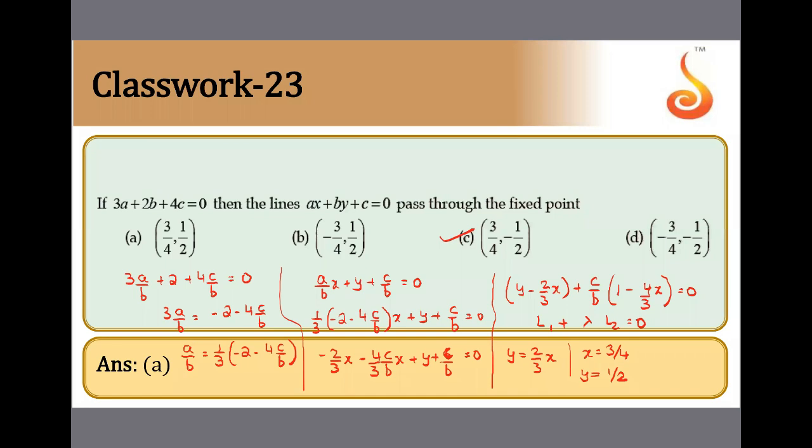So what is the concept? Concept is L1 plus lambda times L2 is equal to 0. L1 is equal to 0, one line. L2 is equal to 0, another line. Okay. Option A is correct. Sorry. Option A is correct.